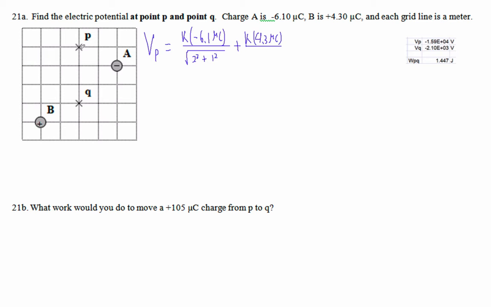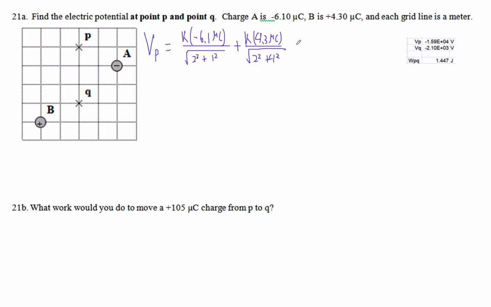And then B, at point P, is 2 over and 1, 2, 3, 4 down. So the square root of 2 squared plus 4 squared. Just want to make sure, let me look at my notes here. There they are. Okay, yeah, there we go.